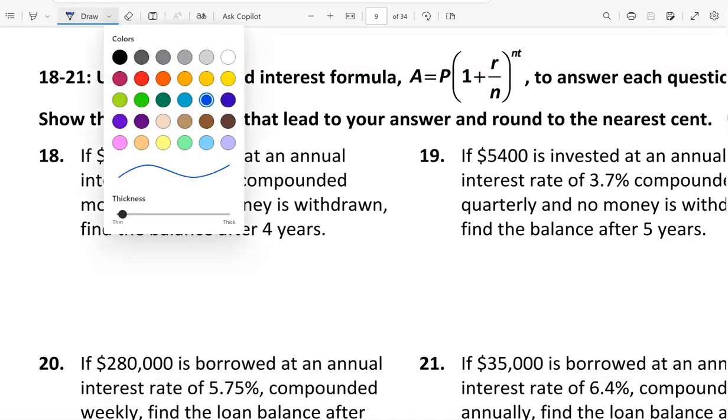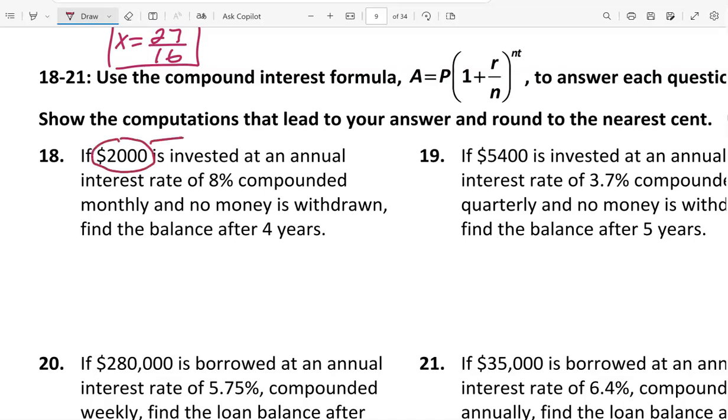$2,000 is invested. That's our initial investment, and that's represented by P. That stands for principal. The annual interest rate is 8%. That's going to be our value of R, but R is equal to 8%, which is 8 over 100, or 0.08. And we're going to find the balance after 4 years. That's going to be the value for time, or T measured in years. And we're compounding monthly, and that means that N is equal to 12 because that happens 12 times per year.